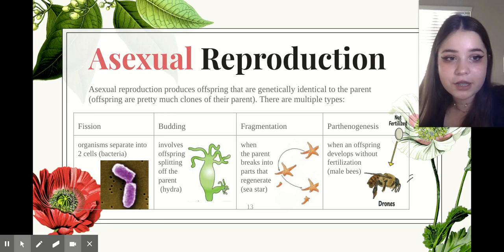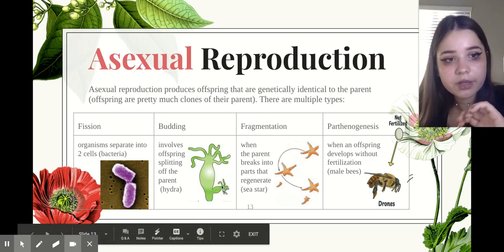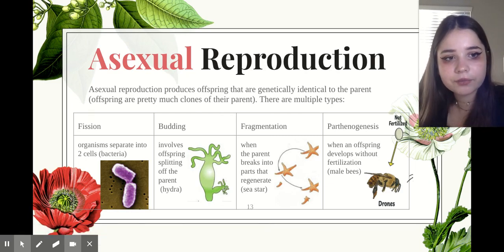The next form of asexual reproduction is budding. So this plant is a hydra. And over here, there's another hydra plant growing out of it. This is called budding. And then soon they're going to split off from each other, and you have two new plants, right? Because this is asexual reproduction.